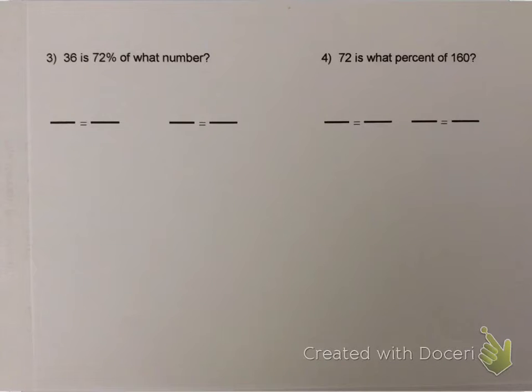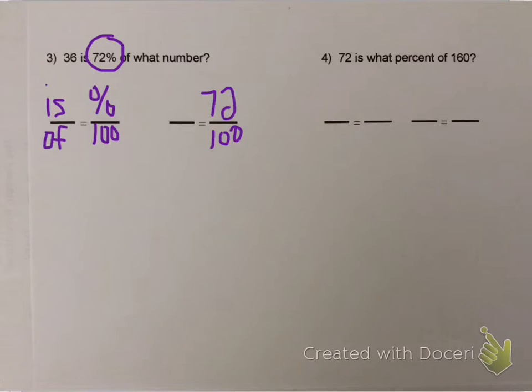Okay? Next question, number 3. We have 36 is 72% of what number? So we're going to use the is over of equals percent over 100 proportion. We're going to plug in our 100 here. And the first thing I'm going to look for is my percent. Now it's real easy here because I have 72%. It has the percent sign. Once you put that over 100, you no longer have your percent sign. You basically changed your percent to a fraction. You put it over 100. All your percents are based out of 100.